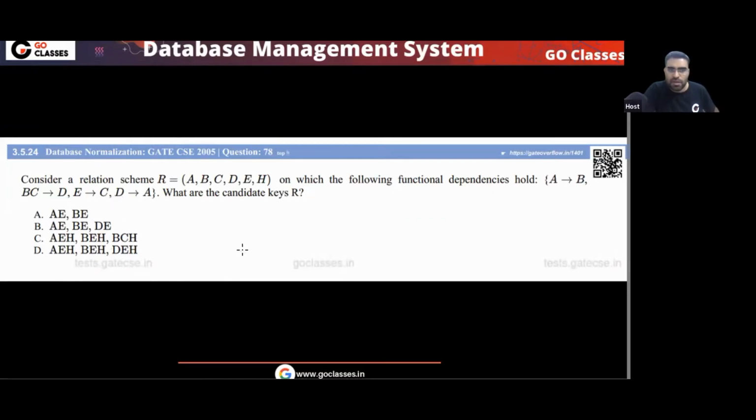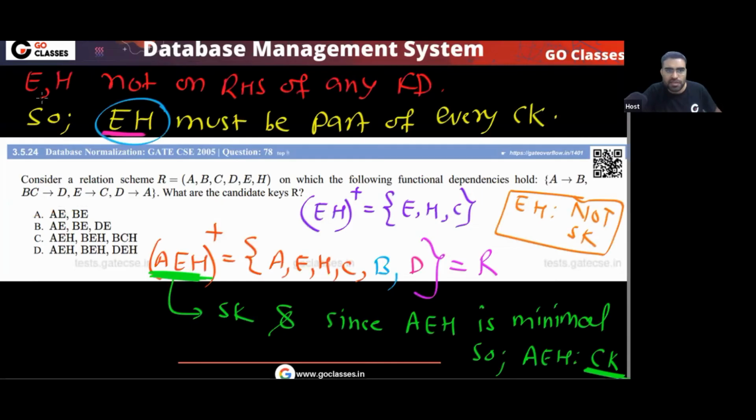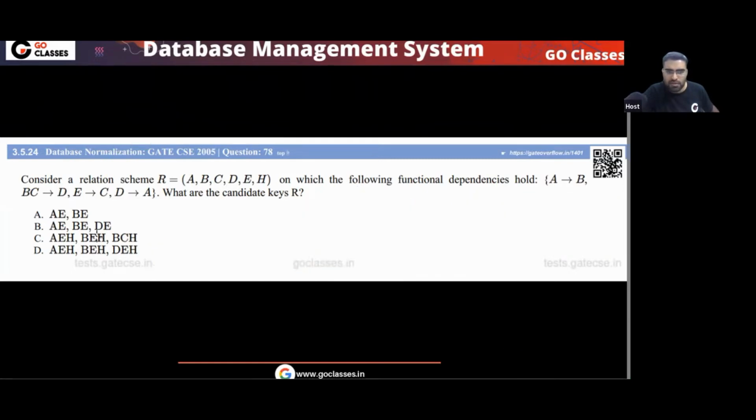What else? First of all, you tell me one thing. Some options you can eliminate, right? Because this EH must be part of every candidate key, some options are gone. Which options are gone? This option is gone. These options are definitely gone because EH must be part of every candidate key.